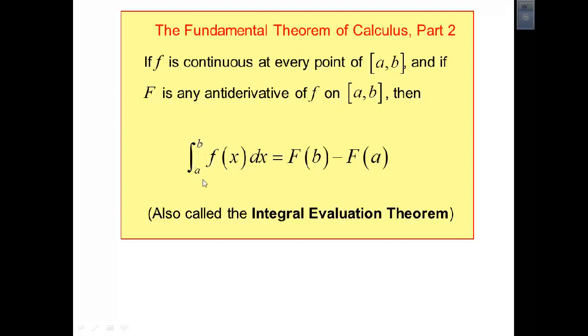But anyway, if we take the definite integral here, we're going to take the antiderivative of this function. We're going to plug in the upper bound, and we're going to subtract when we plug in the lower bound. That's what you do. So the antiderivative of f evaluated at b minus the antiderivative of f evaluated at a. This is also called the integral evaluation theorem because, well, guess what? That's the theorem that tells you how to evaluate an integral.